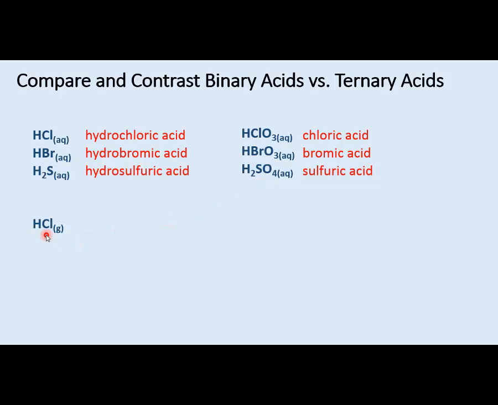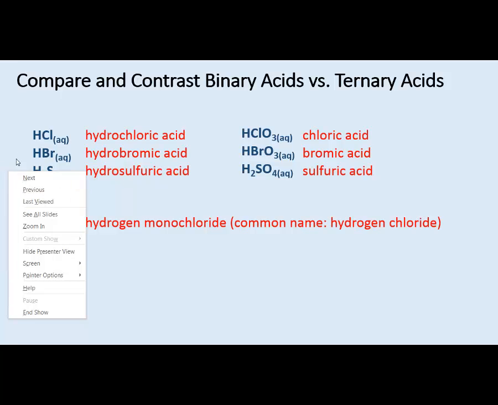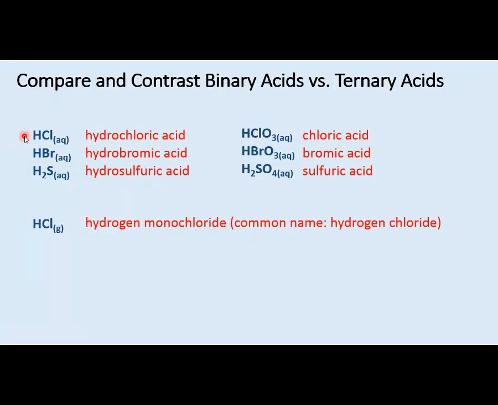Okay. If we look at HCl, that's another binary acid. In the gas phase we name this as hydrogen monochloride or hydrogen chloride. Okay. If it's in solution, in a water-based solution, we call it hydrochloric acid, as we see here.